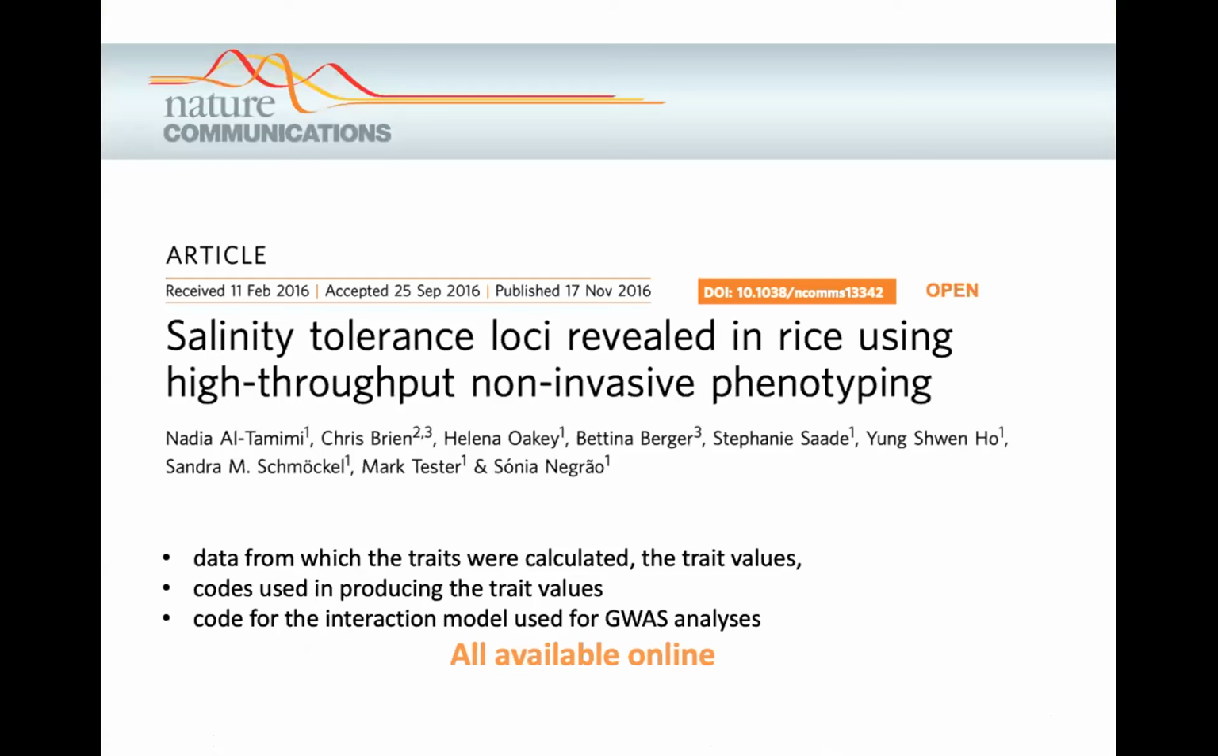And all of this work is published in Nature Communications, and all the data from which the traits were calculated, the trait values, and all the code used to estimate the traits, and the code for the interaction model are all available online. So if you're interested, please go check that out.